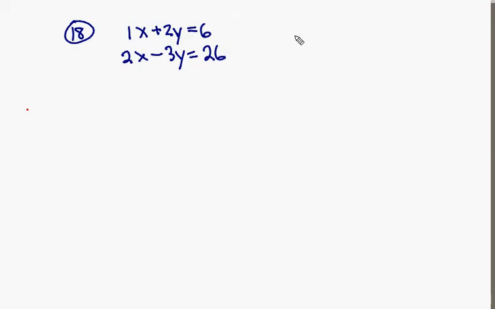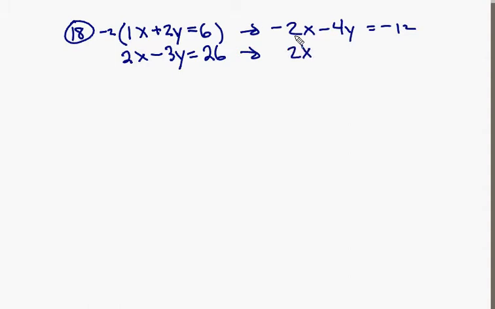Okay, so for number 18, here I have 1x plus 2y equals 6, and I have 2x minus 3y equals 26. I think the best course would be to get rid of my x's. So I'm going to multiply this first equation by negative 2, which is going to leave me with negative 2x minus 4y equals negative 12. I am not going to do anything to the second equation.